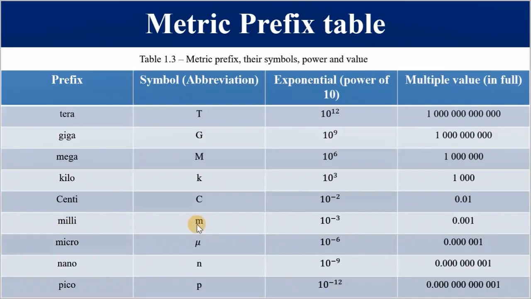Milli, for example milliamps, the symbol is small letter m, and the power of 10 is 10 to the power minus 3, and its value is equal to 0.001. Micro, this is the symbol for micro, and this is a Greek letter. In exponential form it is 10 to the power minus 6, and this is equal to 0.000001. Then nano, that's small letter n, 10 to the power minus 9, and it's equal to this value. Then pico, small letter p, 10 to the power minus 12, and it is equal to this value.